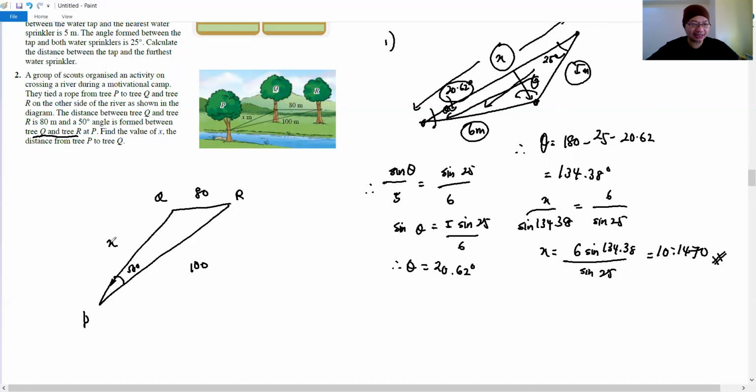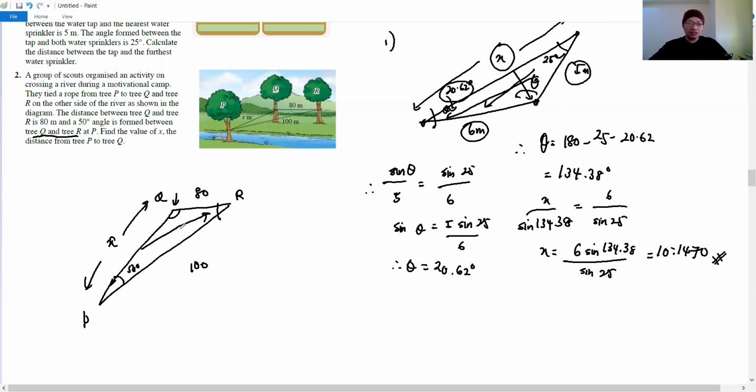Find the value of X, the distance from P to Q. So this is the distance, X. You need to find the partner of X here. The partner of X here is this angle of R here. But we don't have it. And then 50 has the partner 80, and 100 has the partner here. So similar to the first question, you need to find this angle first.